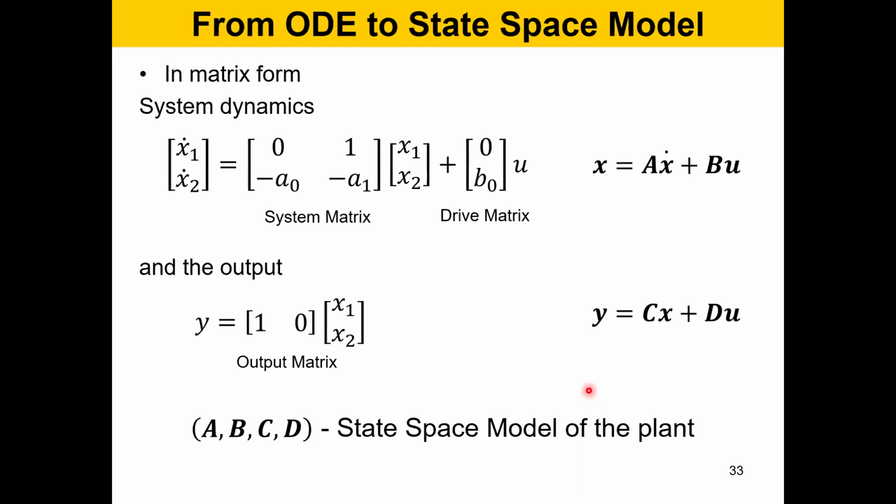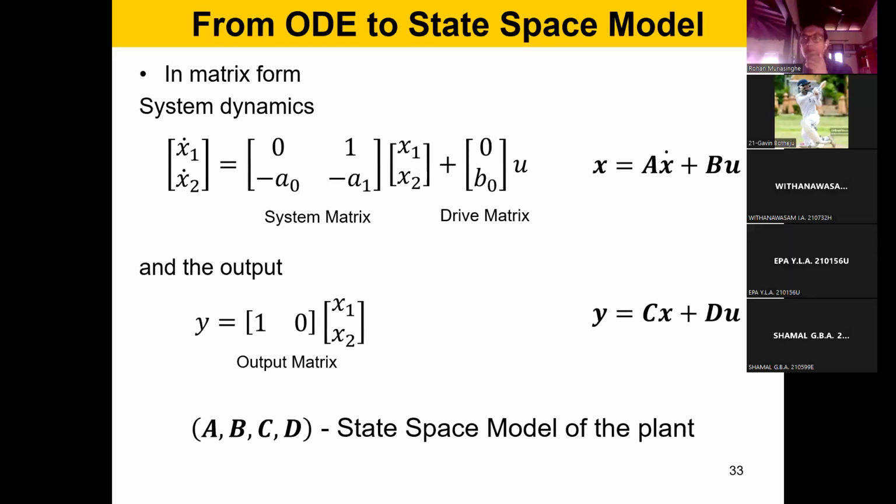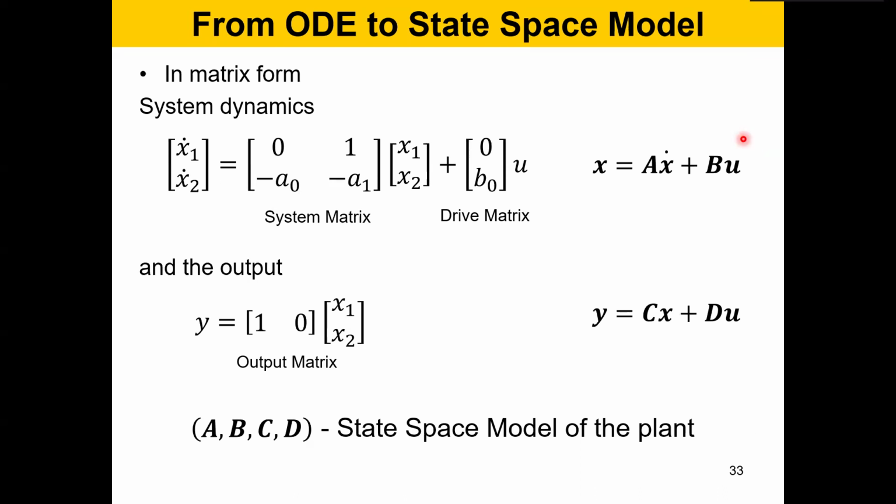Now I can put them into a nice matrix format, x1 dot, x2 dot on the left hand side, and on the right hand side you have these two equations arranged in this format. You have the system matrix and the drive matrix 0, b0, u. Clear? Any questions so far? Any questions, please?